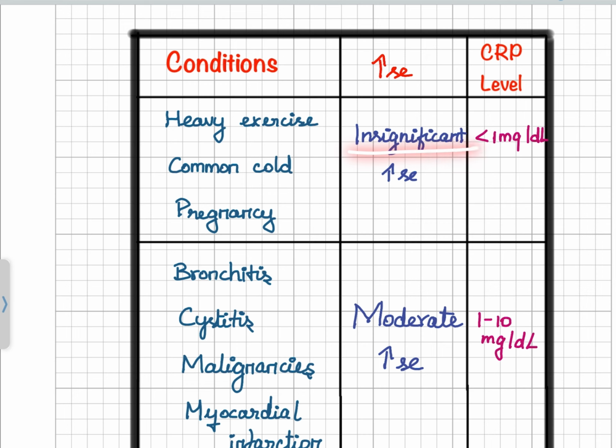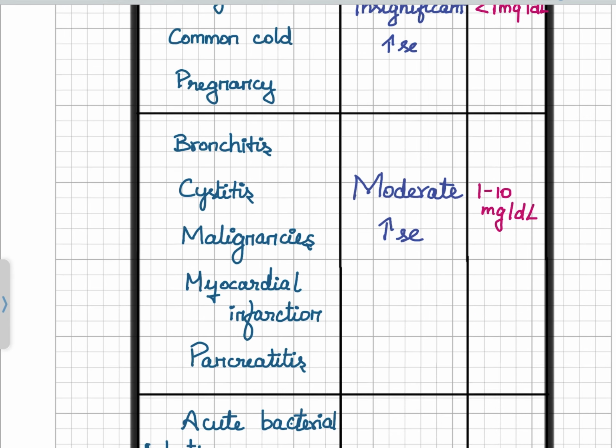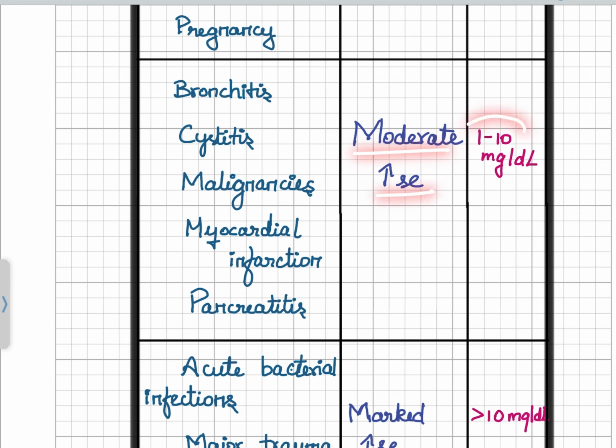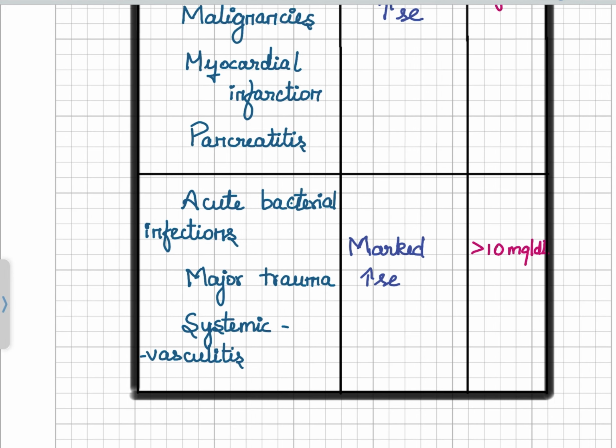First, there will be an insignificant increase if the normal value is 0.2. If it is more than 1 milligram per deciliter, it is an insignificant increase and this increase is caused in heavy exercise, common cold and pregnancy conditions, right? Then moderate increase, the value is 1 to 10 milligrams per deciliter in conditions like bronchitis, cystitis, malignancies, MI, pancreatitis, right? And then there will be a marked increase. It means it's too much of an increase, okay? More than 10 milligrams per deciliter in acute bacterial infections, major traumas, systemic vasculitis, right?